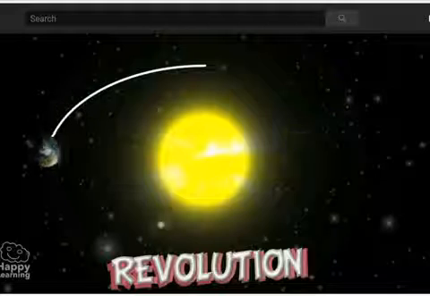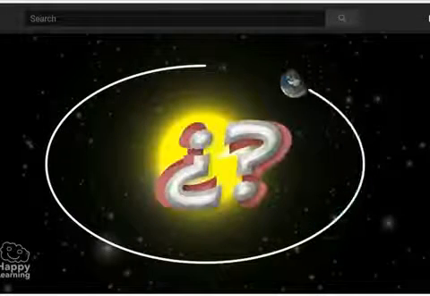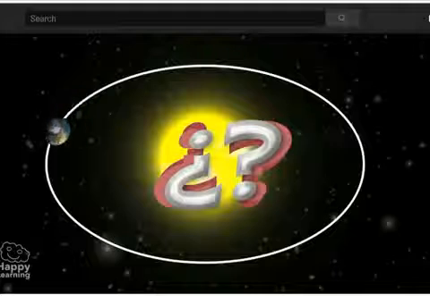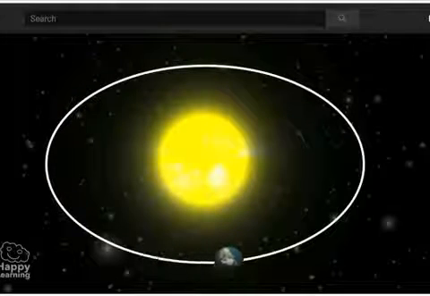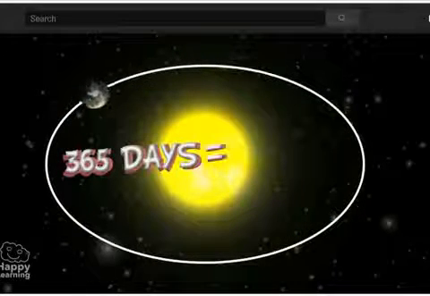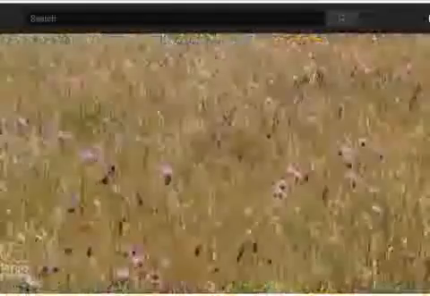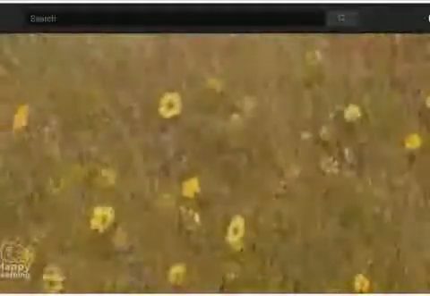We call such a motion revolution. The motion of an object is known as revolution if it moves around a central point, changing its position continuously, usually following a circular path. So this type of motion is called revolution.